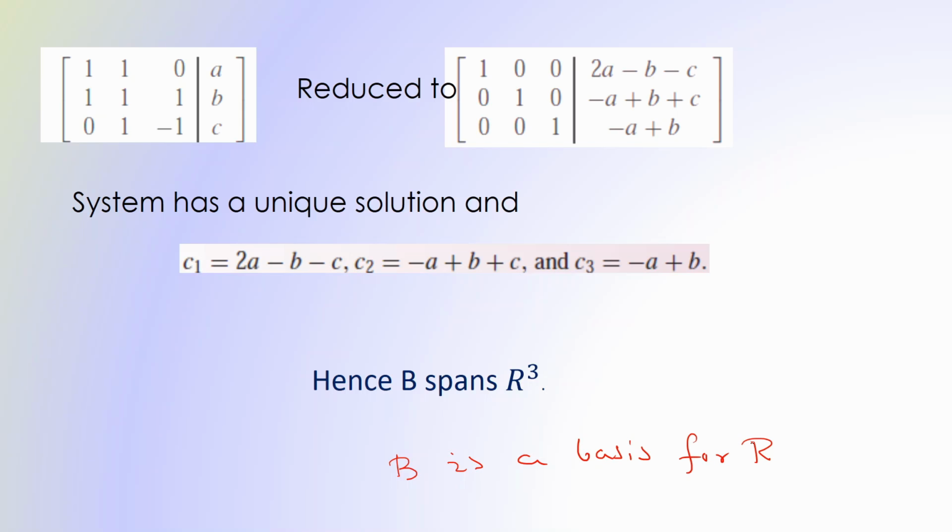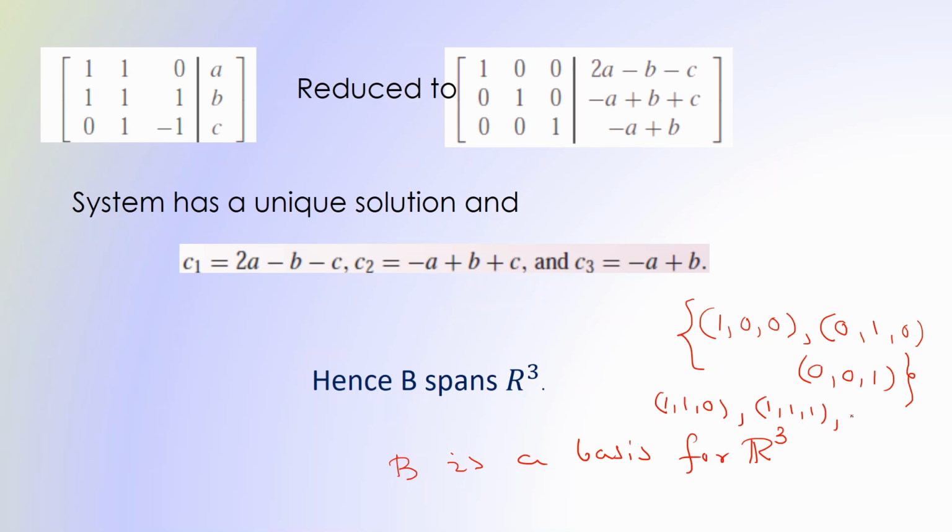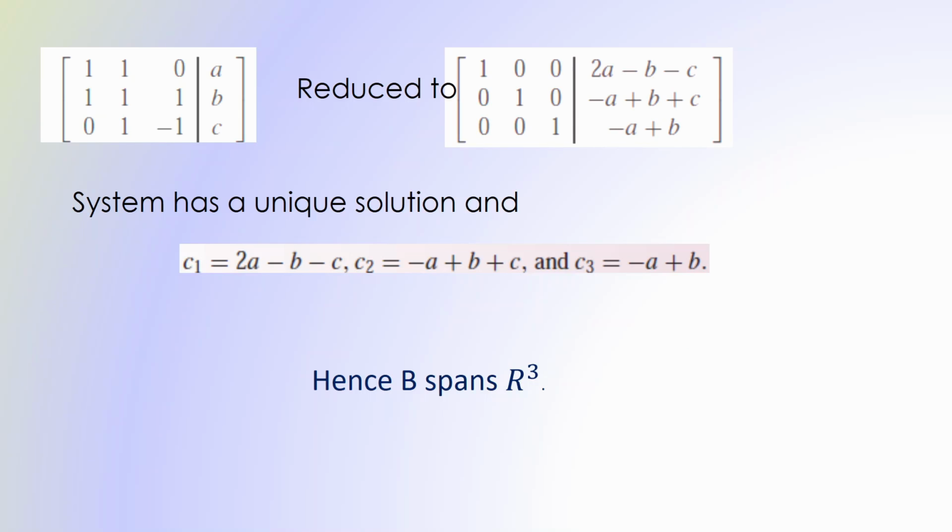for R3. In the previous example, you have seen the standard basis 1, 0, 0, 0, 1, 0, and 0, 0, 1. So this is a basis for R3, the same vector space. Now we have proved that this new set, 1, 1, 0, 1, 1, 1, and 0, 1, minus 1, is also a basis for R3, for the same vector space. So what you can notice here is, for the same vector space, there might be more than one basis. So that means the basis of a vector space is not unique. So there might be different bases for the same vector space.